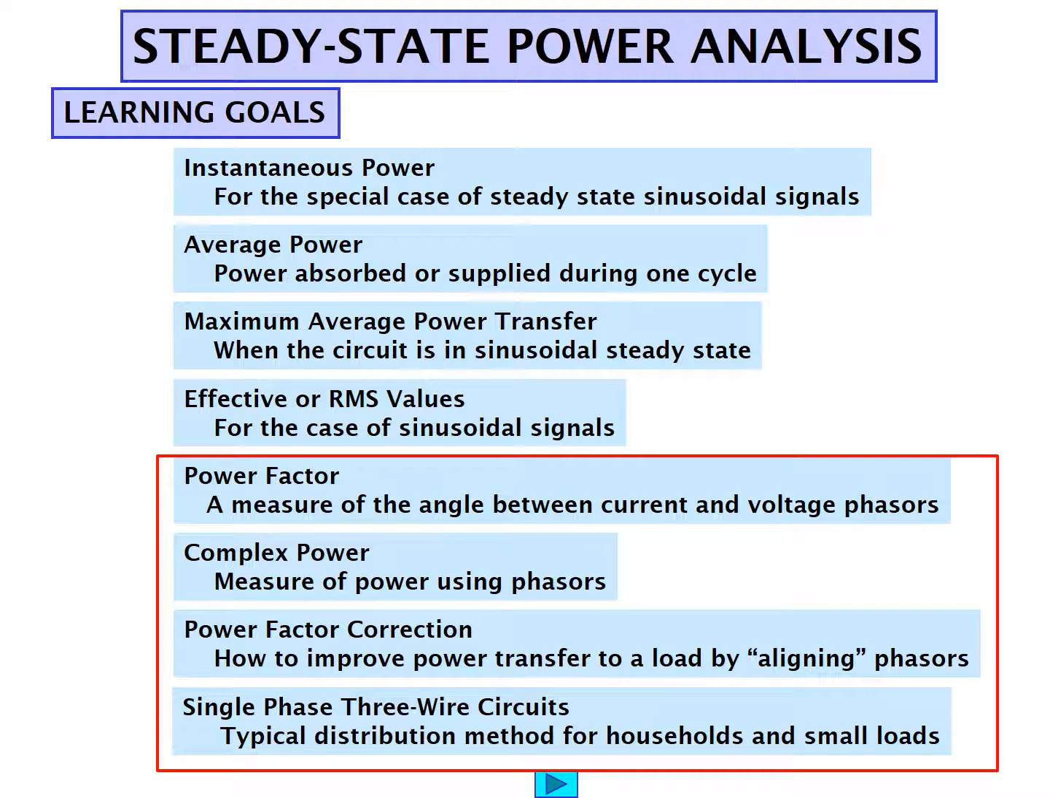Our learning goals for Sections 5 to 9 are to consider the power factor, or a measure of the angle between current and voltage phasors; investigate complex power, or the measurement of power using phasors; power factor correction, or how to improve power transfer to a load by aligning the phasors with compensation networks; and single-phase 3-wire circuits, the typical distribution method for households and small loads.